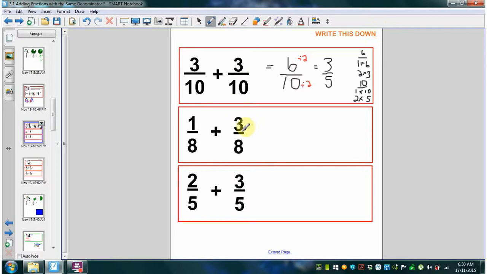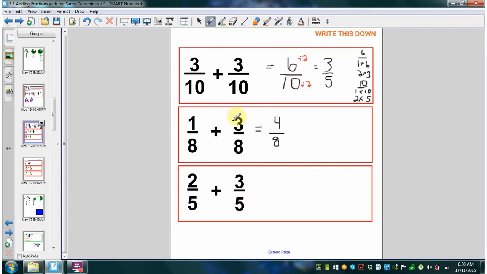Okay, I want you to give this one a try now. Okay, so we are ready to add. We have the same denominator. Okay, so we follow our rules. Top plus top, 1 plus 3 is 4. And then we keep our denominators. So 8 on the bottom.